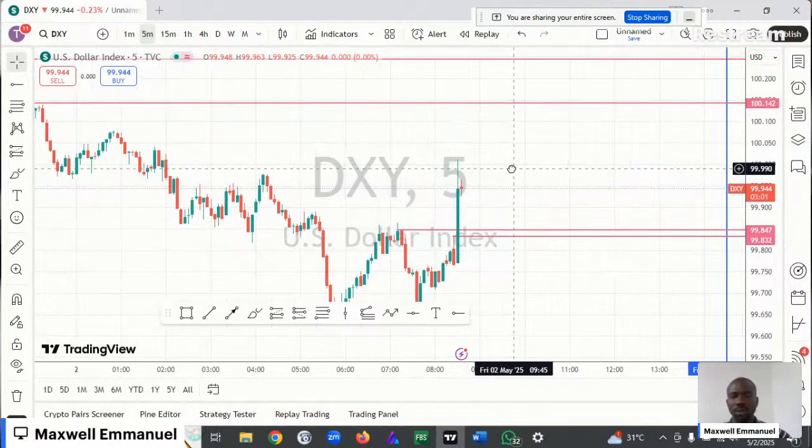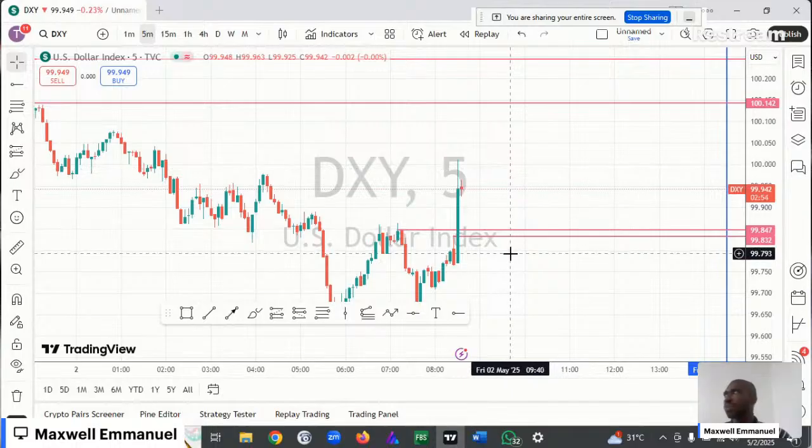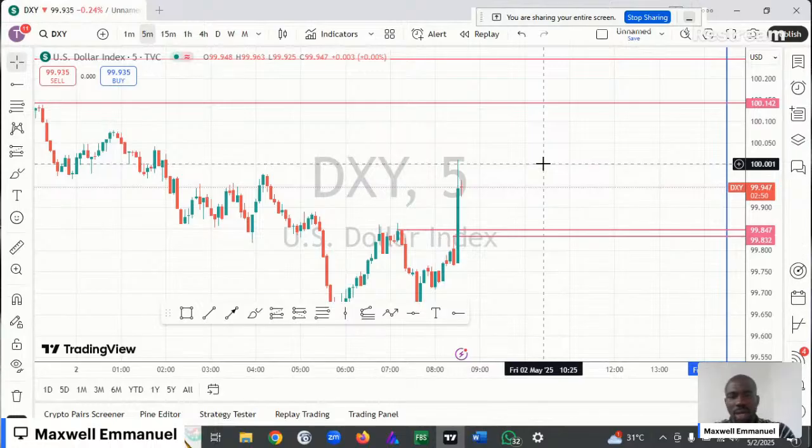Okay, so that's my take on the US dollar index. Bullish, but wait for a retracement before you buy.